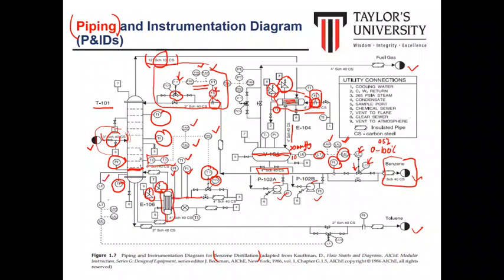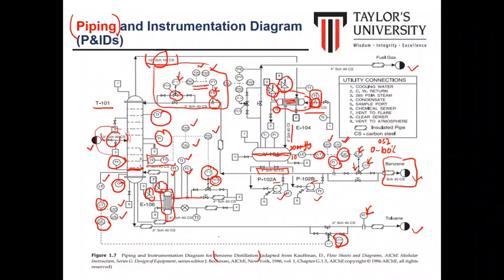We have a level element connected, which is mounted with the level transmitter to control either alarm high or alarm low, and also transmit the signal to the level indicator controller before it is connected to the level control valve. For the final product, we monitor its flow rate using a flow indicator.